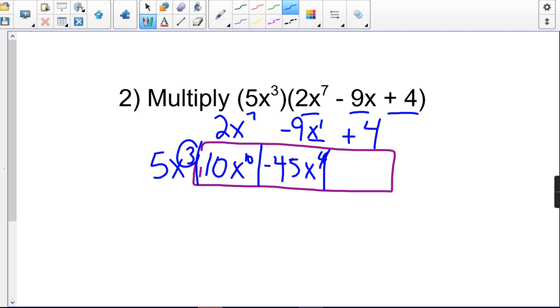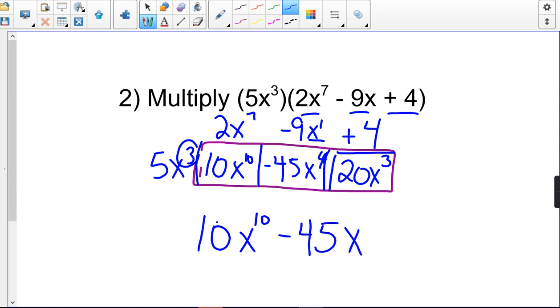Last rectangle, we're multiplying 5x to the third power, that's the length over here, by the width of 4. 4 times 5 is 20, and then we just keep that x to the third power. So our product, when we multiplied, was 10x to the 10th power minus 45x to the fourth power plus 20x to the third power.